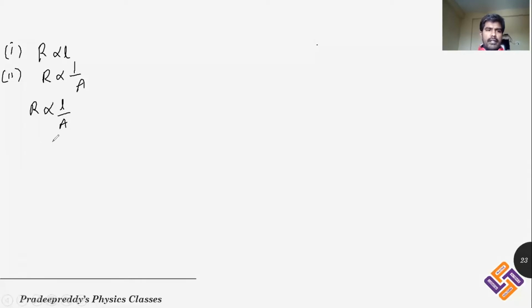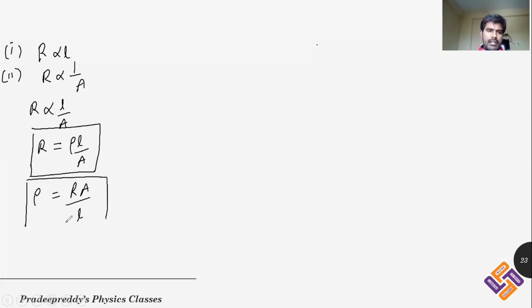Therefore, if I remove this proportionality, I can include a constant. R is equal to rho L by A. This is the equation for electrical resistance, and rho is equal to R A divided by L. This is the equation for electrical resistivity. So rho is called electrical resistivity.